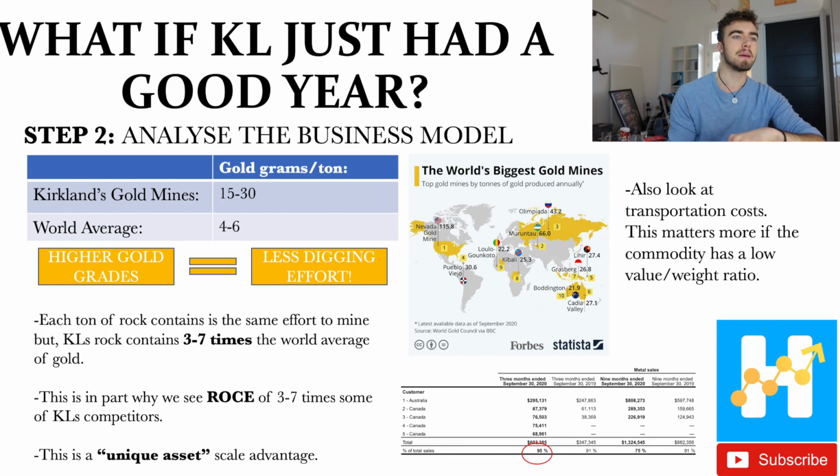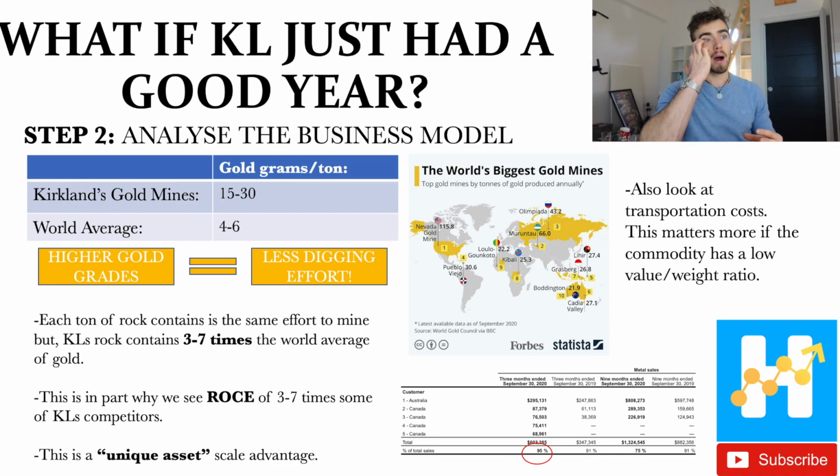So effectively what I mean by this is that when you're mining gold out of the ground, you have the rock that you mine, which has some gold in it, but how much gold is actually in that rock per ton of rock? How much of it is really pure gold? And it turns out that Kirkland's mines have much higher grades of gold than the average, right?